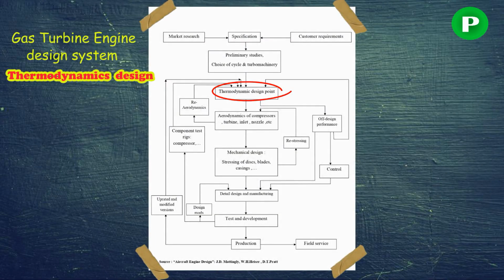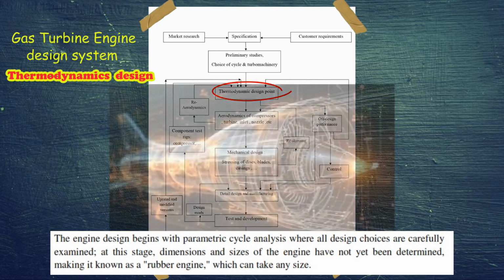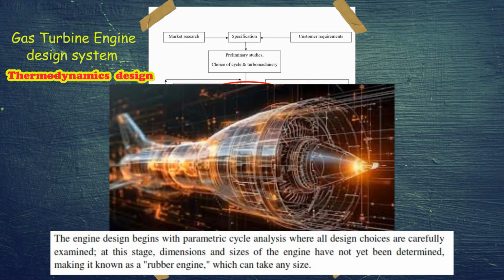Thermodynamic design point studies. The engine design begins with parametric cycle analysis, where all design choices are carefully examined. At this stage, dimensions and sizes of the engine have not yet been determined, making it known as a rubber engine, which can take any size.